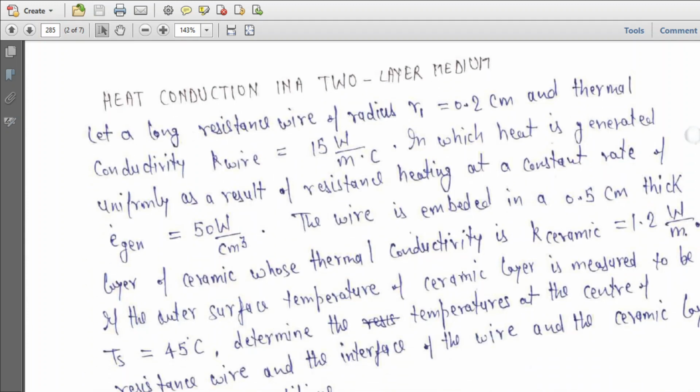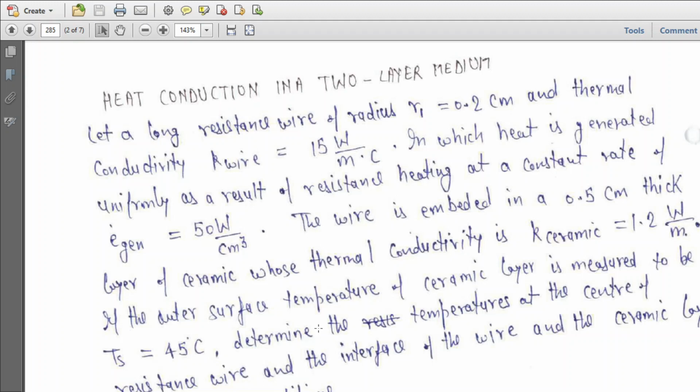This is your problem statement. Let a long resistance wire of radius R1 equal to 0.2 cm, thermal conductivity K wire equal to 15 watt per meter per degree Celsius, in which heat is generated uniformly as a result of resistance heating at a constant rate of E dot generation 50 watt per centimeter cube. The wire is embedded in a 0.5 centimeter thick layer of ceramic whose thermal conductivity K ceramic is 1.2 watt per meter per degree Celsius.